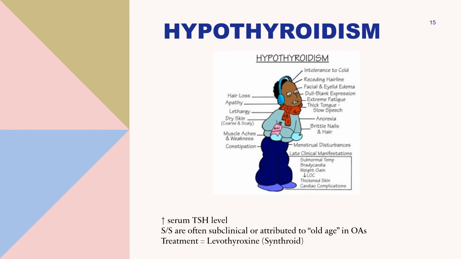Treatment of hypothyroidism generally includes synthetic thyroxine, or we know it as levothyroxine or Synthroid. In older adults, the dose is started low and go slow. We're going to be checking serum TSH and T4 levels every 4 to 6 weeks until they normalize and symptoms improve.